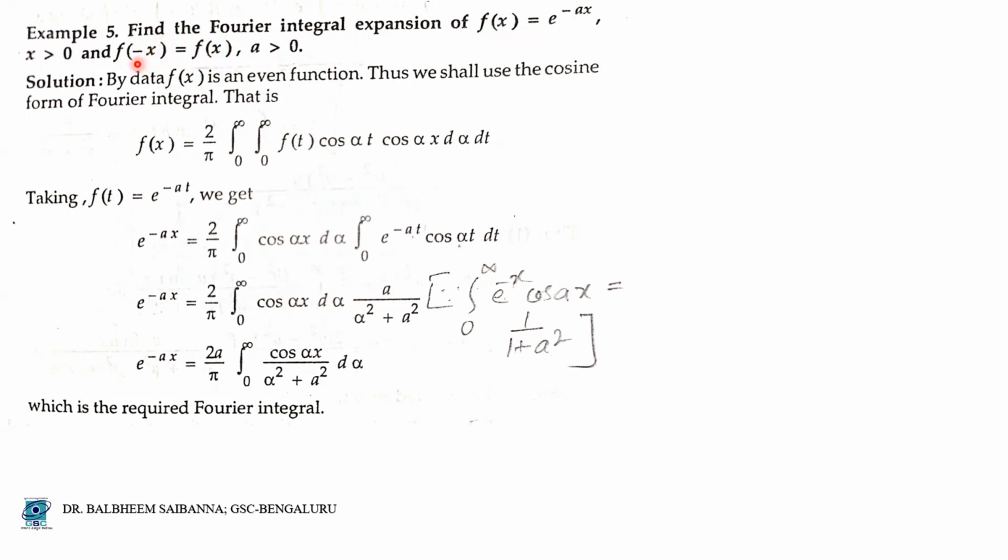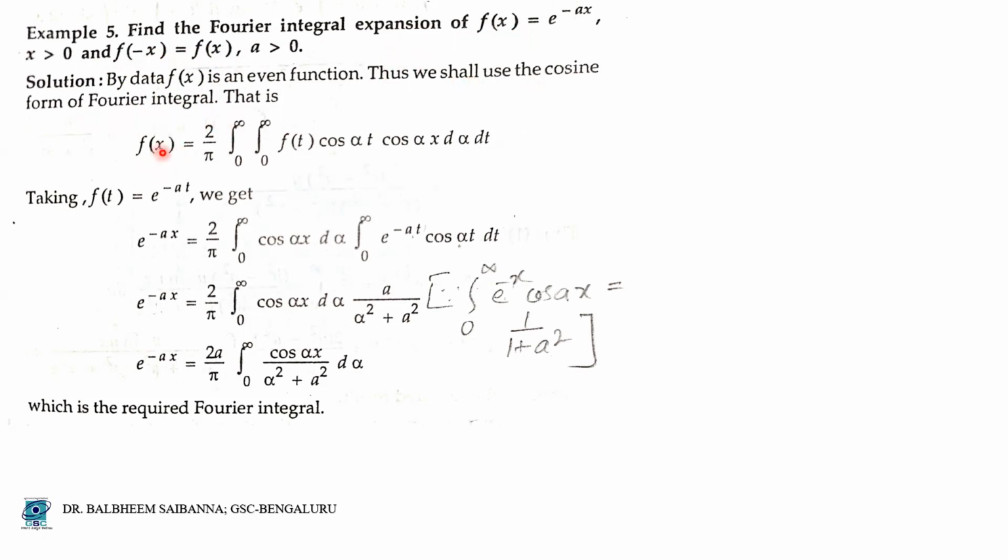What is the meaning of an even function? If f of minus x is equal to f of x, in the given function you can substitute x equal to minus x, and you will get f of x. Suppose you get f of minus x is equal to minus f of x, that is the odd function. By the given, f of x is an even function because this indicates that the function is even. Thus, we shall use the cosine form of the Fourier integral.